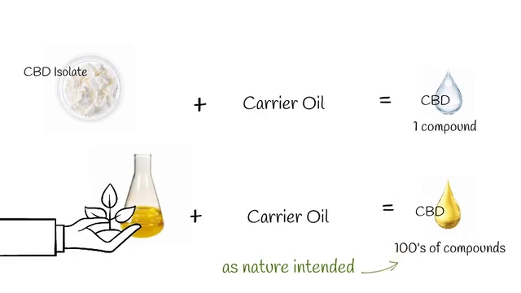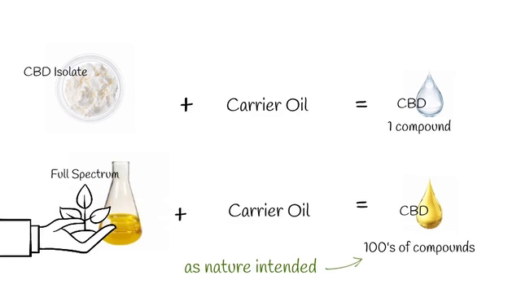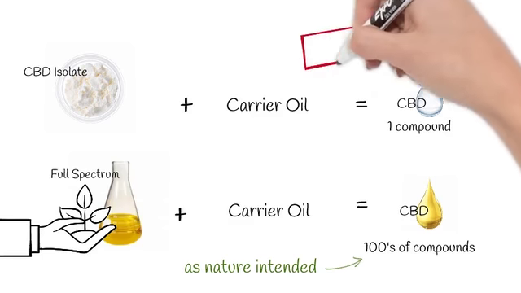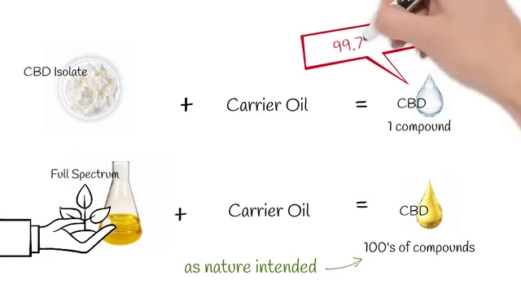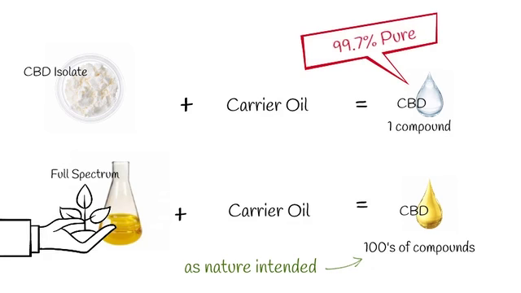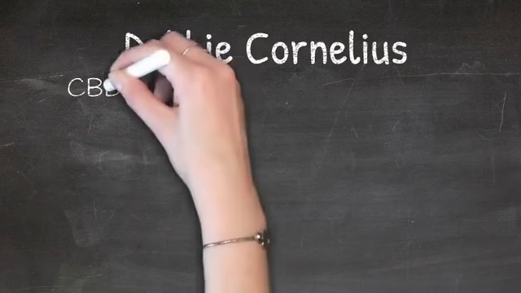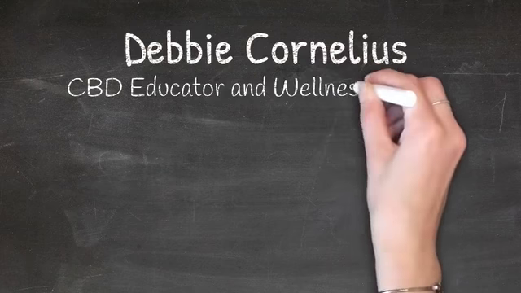What can make things even more confusing for a consumer is that the isolate can be advertised as pure. And although that looks really good, and if it's advertised as 99% pure, it may be 99.7% pure, but it's still 1/500th of the plant. So it's nowhere close to a full spectrum. I hope that answers your question.